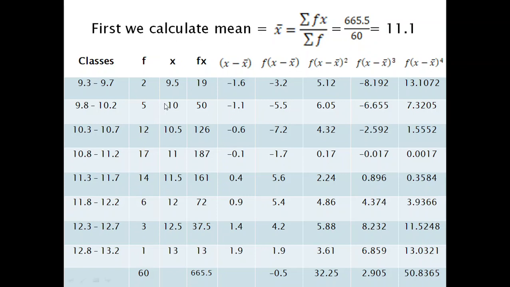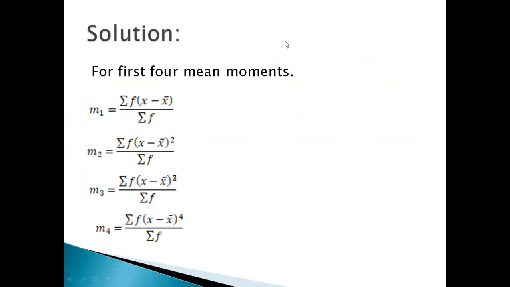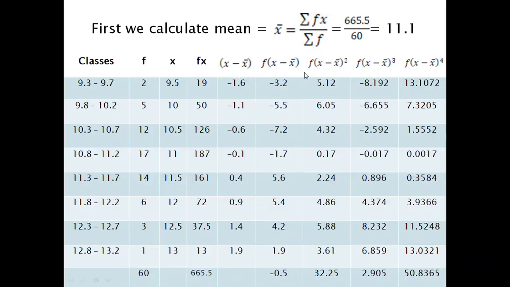So here, 9.5 minus 11.1 is equal to minus 1.6. Then 10 minus 11.1 is minus 1.1, and so on for all the values. Now starting from the first moment, then second and third. For the first moment I have to create a column which is equal to f into (x minus x bar). So here I have created a column f into (x minus x bar).